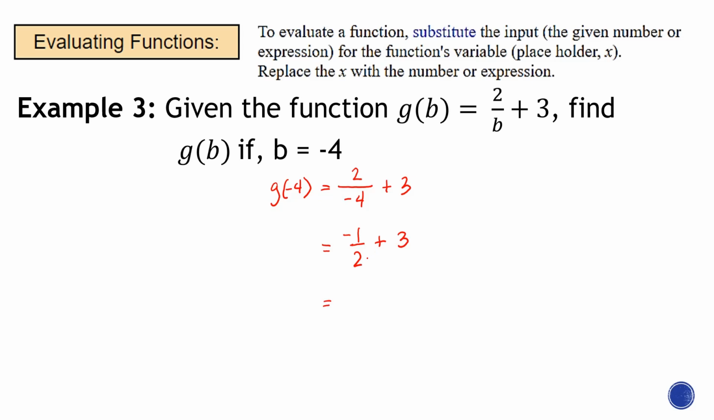So this is going to be 2 times 3, which is 6. 1 times negative 1 is negative 1. This is plus 2 times 1 is positive 2. This is equal to 5 over 2. Okay.